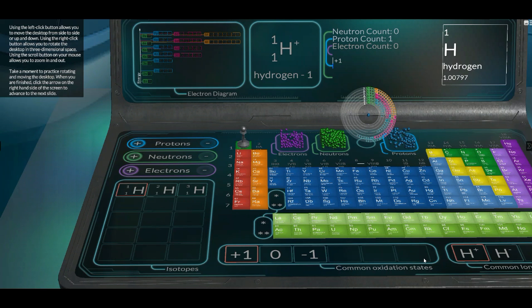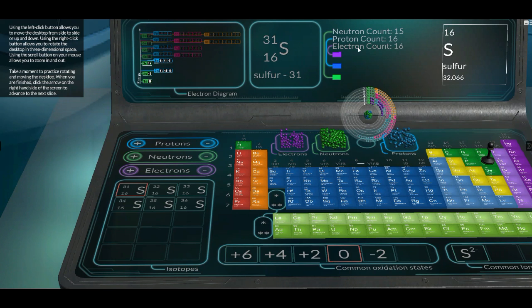In Atom Builder, we can look at several different visualizations of protons, neutrons, and electrons in an atom. We can choose any atom on the periodic table, and it defaults to one particular isotope of that atom. So every atom is made up of neutrons, protons, and electrons. We have that visualization here of those particle counts.